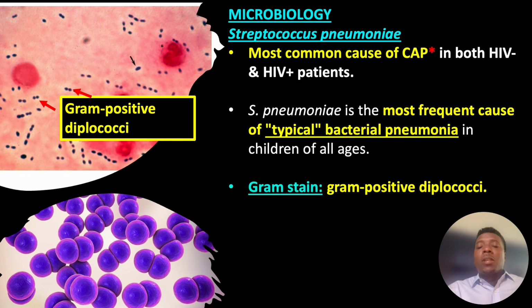Now, in terms of the first and most important usual suspect, the answer should be strep pneumo, because that is the most common cause of community-acquired pneumonia in both people who are HIV negative and HIV positive. It is the most common cause of a typical bacterial pneumonia in children of all ages. And one of the important gram stains you should know for exams is strep pneumo. They will describe it as gram-positive diplococci or gram-positive cocci in pairs. Very important for boards questions.